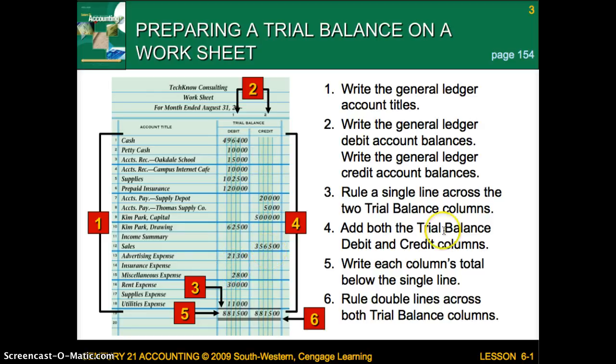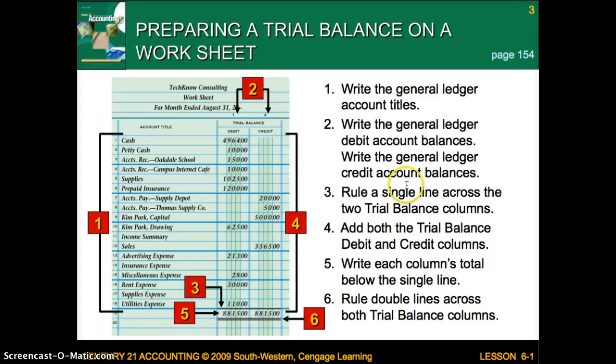Okay. Then it says rule a single line across the two trial balance columns. All that means is if you were writing this on paper, you would have a single line on top and a double line on bottom. And that's something that, when I took accounting, you really had to know, and that could show you where your totals were when it was double lined at the bottom. When we do this online, it just shows up like that. Okay, it already does that for you. You don't have to know that.